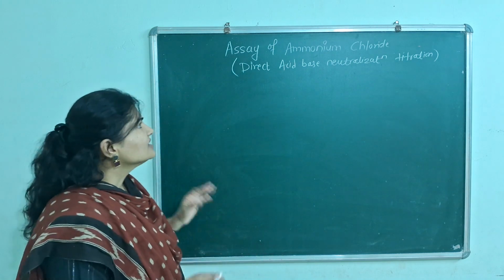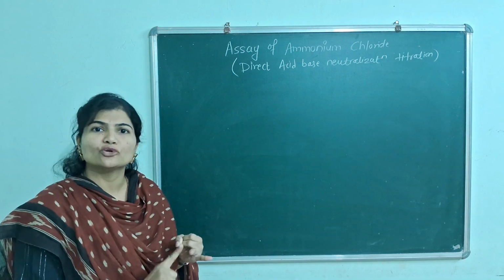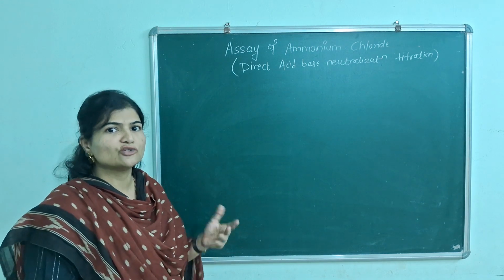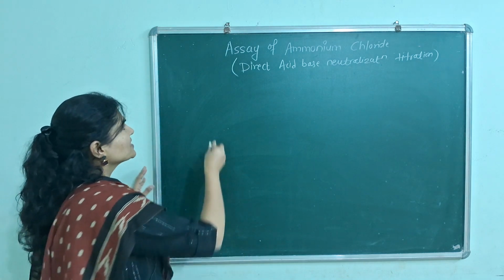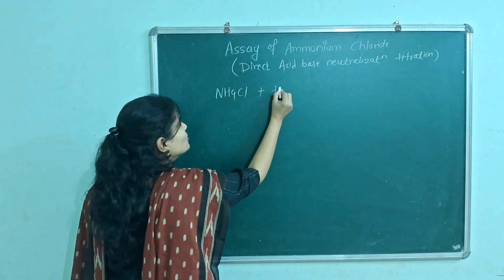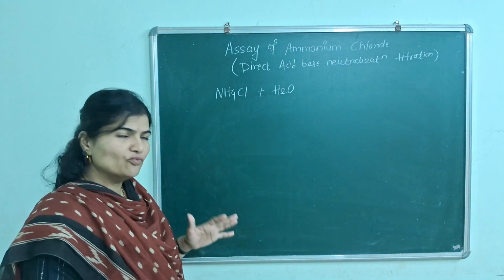So let's start. See, ammonium chloride is a salt. It's not an acid, it's not a base. So how are we going to do the assay for ammonium chloride? First let's discuss the reaction, what is going to happen. We will be adding water to this ammonium chloride. During assay, first we will dissolve it in water.